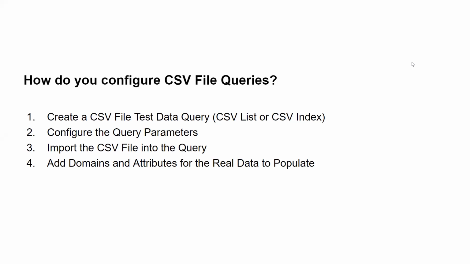First, you must create a CSV file test data query configured with either CSV list or CSV index. Next, you will need to configure the query parameters and then import the CSV file into the query. The final step is to add domains and attributes for the real data to populate.